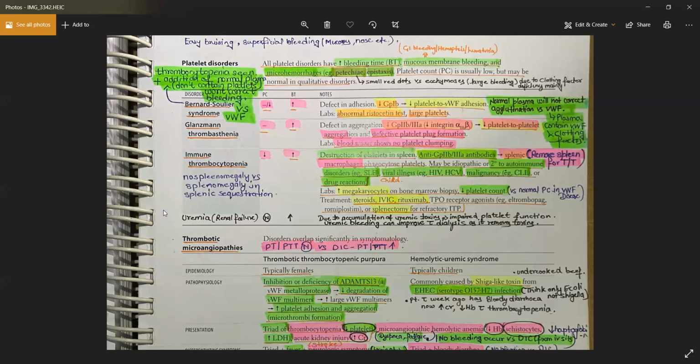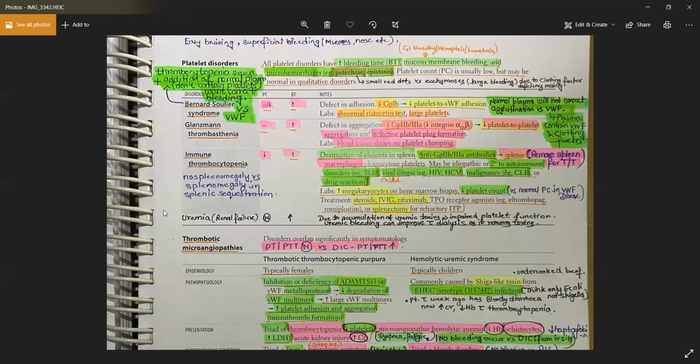Because of the accumulation of toxins in your body from the uremia, they will interfere with the platelet function, and as a result, platelet dysfunction will occur. What you will get is an increase in bleeding time, but a normal platelet count. What you will see is again the superficial bleedings, like nose bleeding or the petechial rash, and any other symptoms would be there, right? But just know that the platelet count will be absolutely normal.